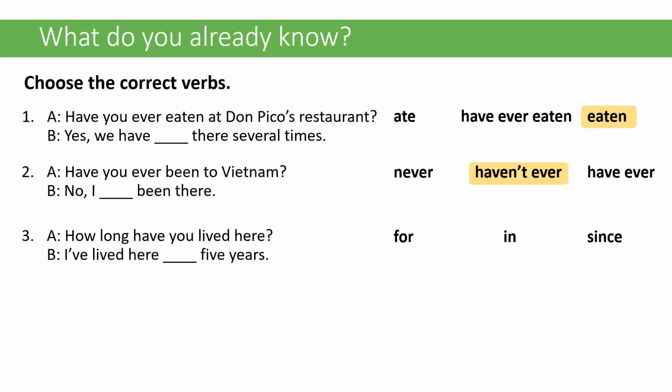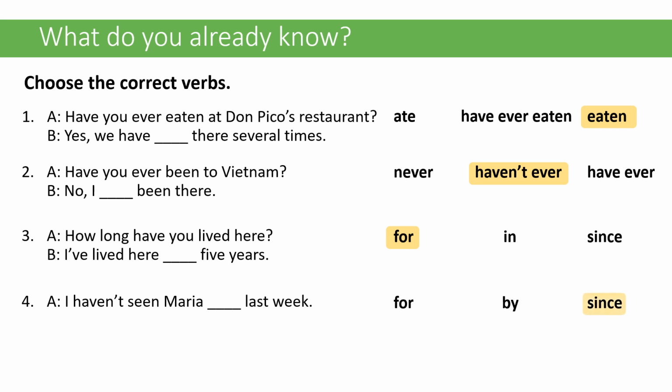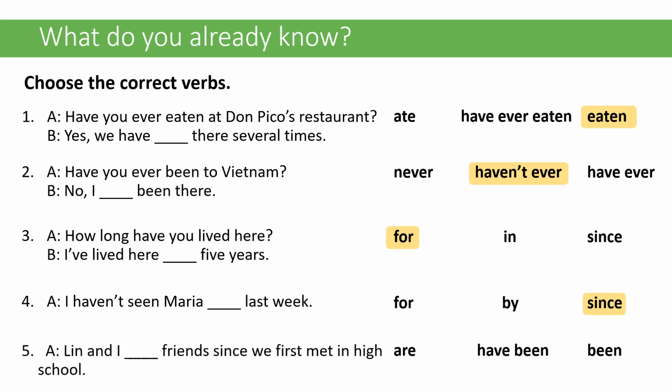How long have you lived here? I've lived here for, in, since 5 years. So the correct answer is for 5 years. I haven't seen Maria for, by, since last week. The correct answer is since. And Lynn and I are, have been friends since we met in high school. The correct answer is have been.